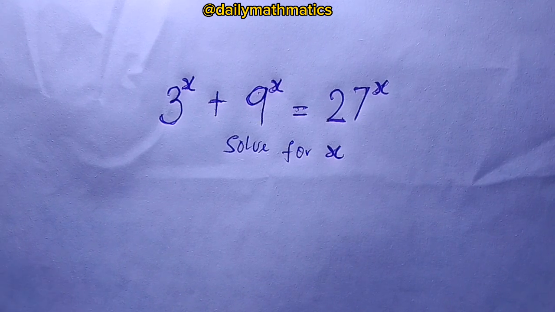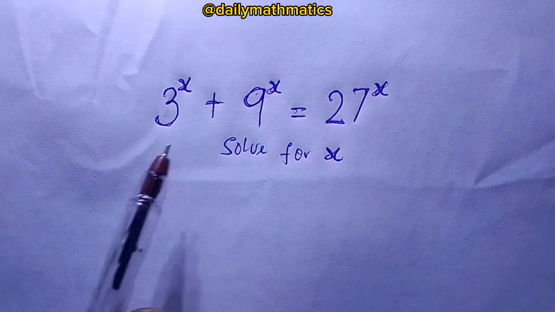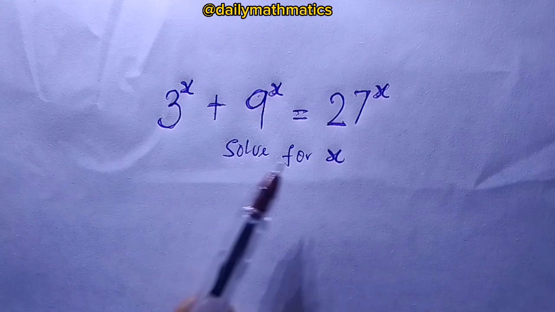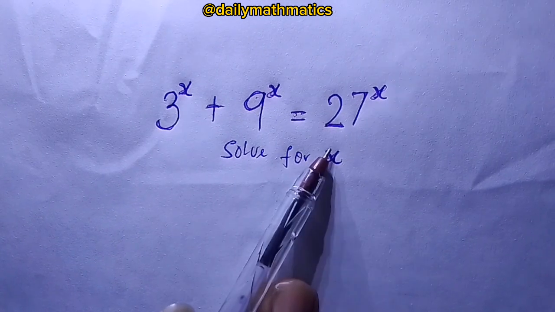Hi guys, this is Daily Mathematics and today we have this question: 3 raised to the power of x plus 9 raised to the power of x equals 27 raised to the power of x, and we are asked to solve for x.